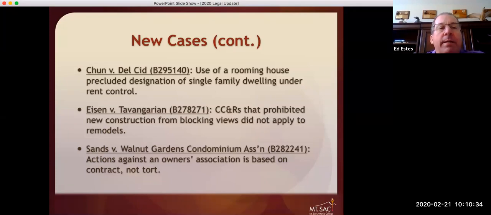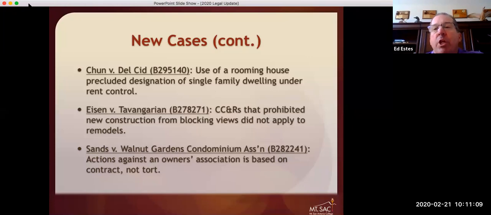Our next case down is the Eisen versus Tanavarian. Here, CC&Rs prohibited new construction from blocking views, but it didn't mention anything about a remodel. So the owner of this house decided to do some remodeling, and their remodeling, in fact, impinged on a view of a neighbor. Now, we probably should do some clarification here. We're not talking about a condominium complex or a planned unit development. These were single-family detached houses, I believe, but they were within a homeowners association.